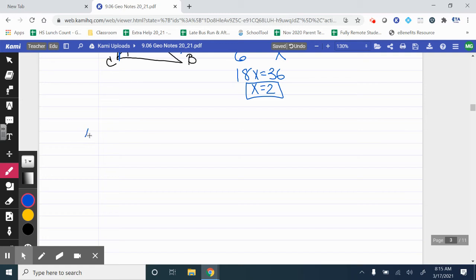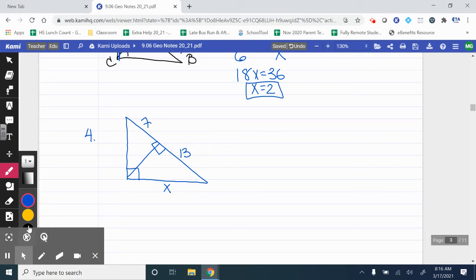another one. Number 4. So here you're given this is 7, this side part is 13, and this is X. So see if you can set up a proportion and solve this one.